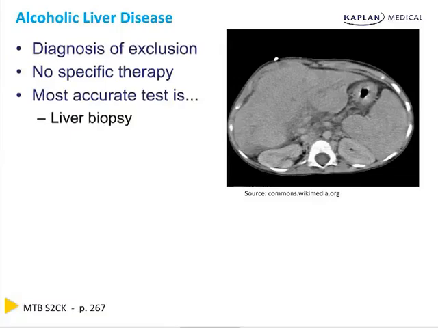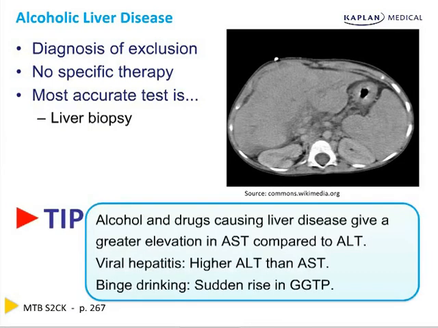Alcoholic liver disease is a diagnosis of exclusion, there's no specific therapy, and the most accurate test is a liver biopsy. Here's an example of what a liver would look like after being riddled by alcoholic liver disease. Now remember, alcohol and drugs causing liver disease give a greater elevation in AST compared to ALT. The rule of thumb is viral hepatitis gives you a higher ALT than AST. Alcoholic hepatitis gives you a higher AST than ALT. Binge drinking will give you a rise in GGTP.